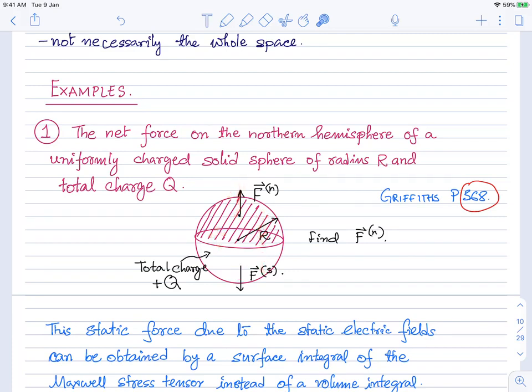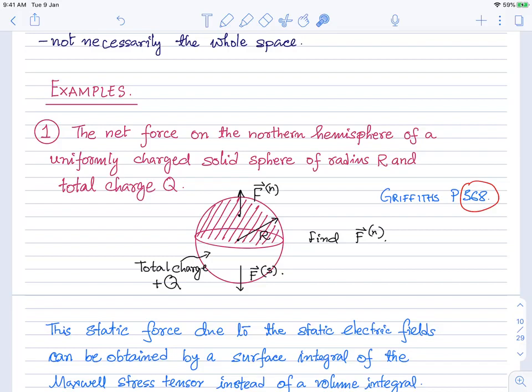So it's going to repel. And now the symmetry of the problem tells me the force on the northern hemisphere should be in this direction and the force on the southern hemisphere should be in this direction. So there should be something in addition to these electric forces that will try to keep this thing together.